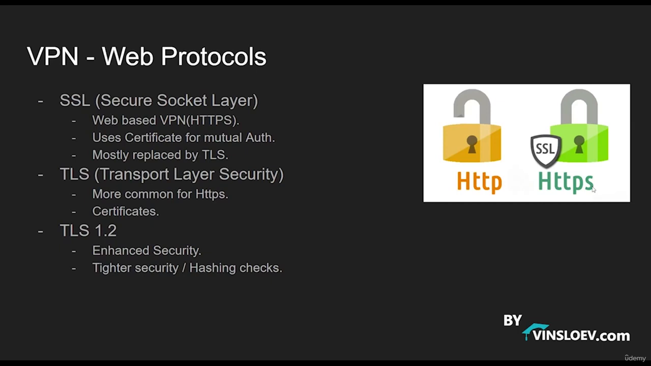So this is what is called VPN web, and it uses web protocols to establish this virtual private network. And we have several protocols in place to do that. We have some older ones and some newer ones. The oldest one is SSL, which is Secure Socket Layer, and that is the web-based VPN HTTPS, as we see right here, whereas this is unencrypted and does not use any of these encryption protocols. SSL is based on certificates in order to make this mutual authentication of a client and a server.